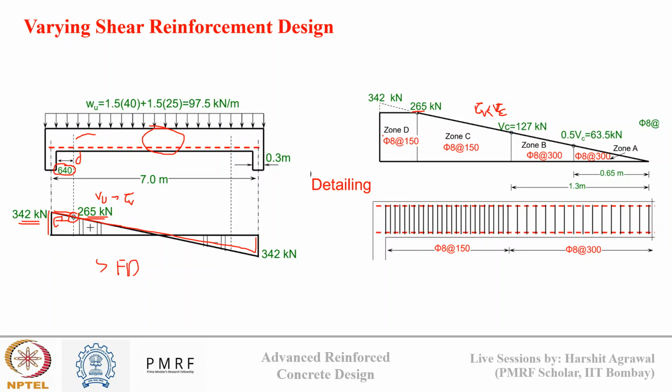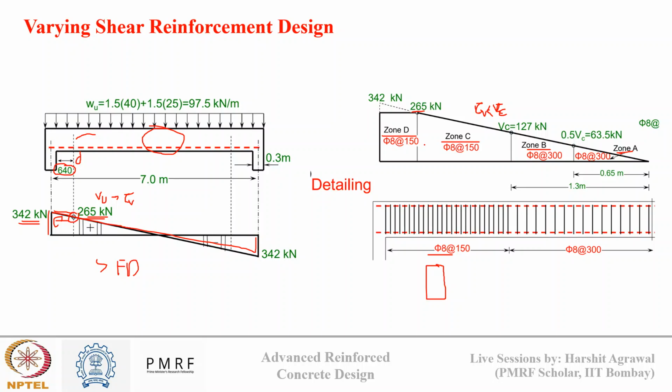So that's how different zones were decided: zone A, zone B, zone C, and zone D. In these zones, what is the difference? The stirrups are the same. It is two-legged 8 mm dia stirrups.